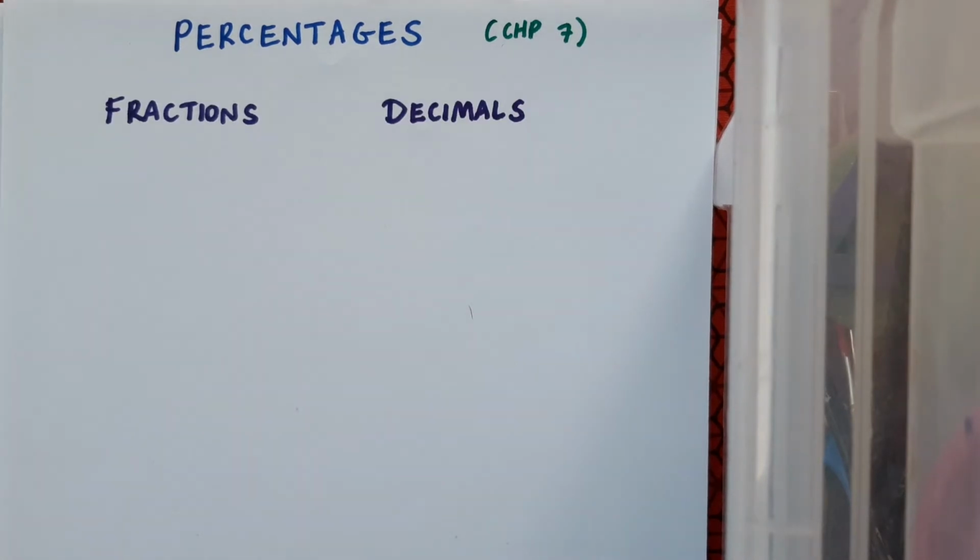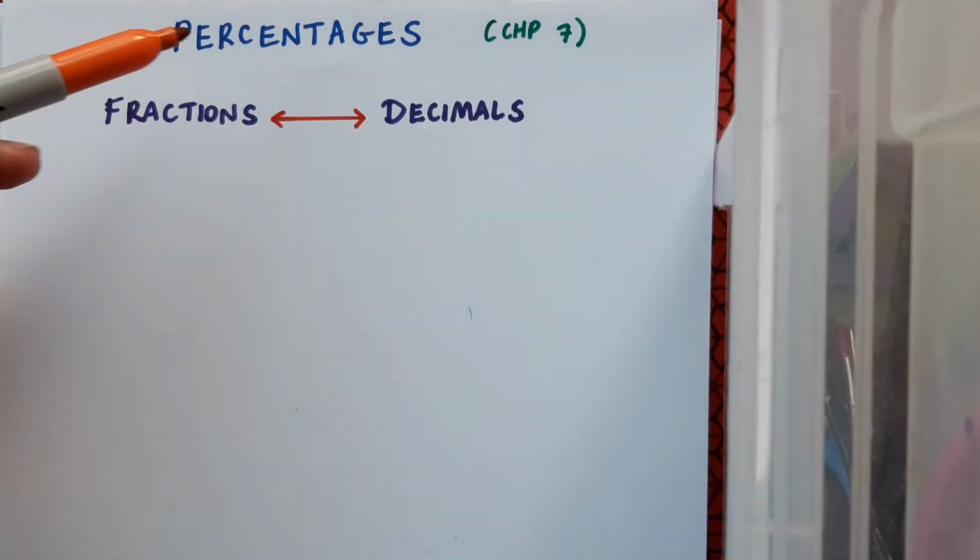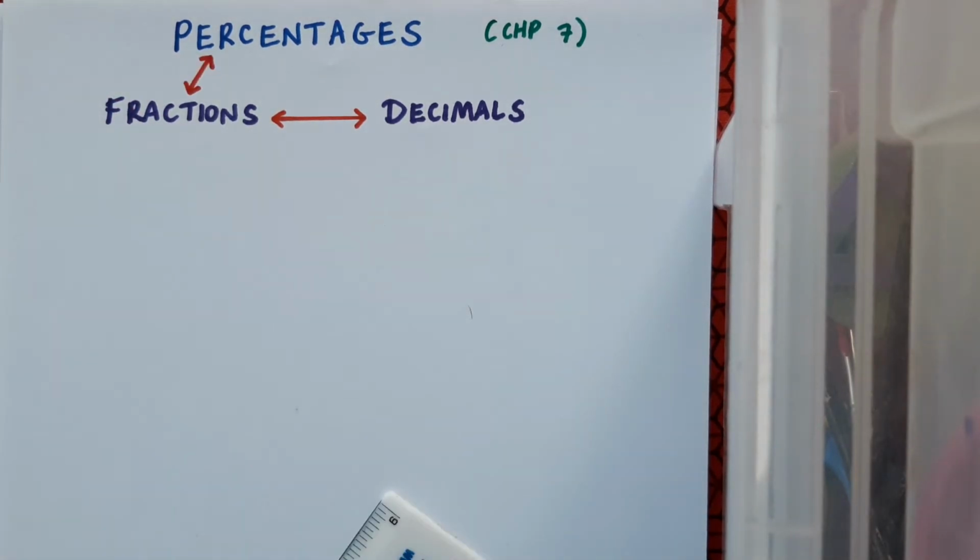This video is about the basics of percentages, and percentages are chapter 7 in our book. Percentages are related to fractions and decimals. We've already looked at the connection between fractions and decimals and learned how to change between them. And in this video, we're going to learn how to change between fractions and percentages and between decimals and percentages.